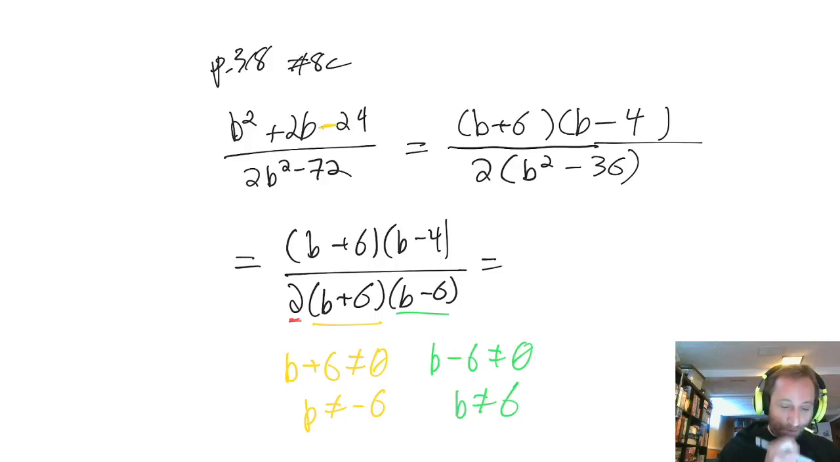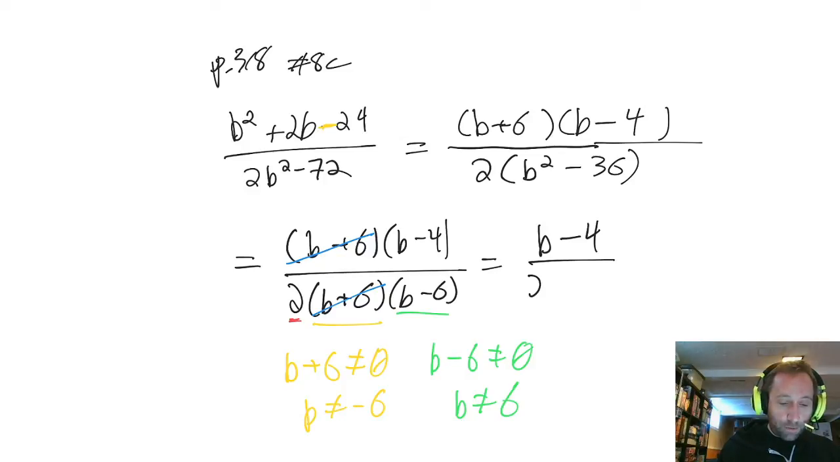Now, do we have any factors in common in the numerator and the denominator? So we do. We have b plus 6. So b plus 6 divided by b plus 6 is equal to 1, provided that b is not equal to negative 6. So what are we left over with? In the numerator, we have b minus 4. In the denominator, we have 2 times b subtract 6.